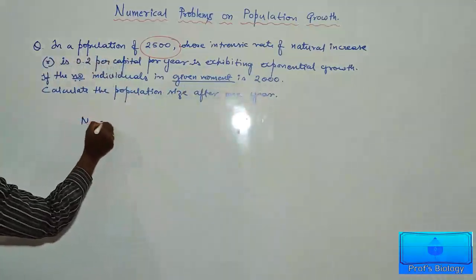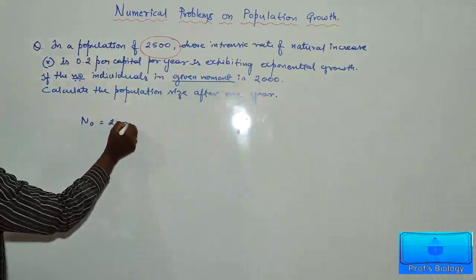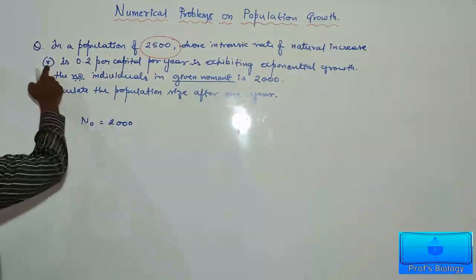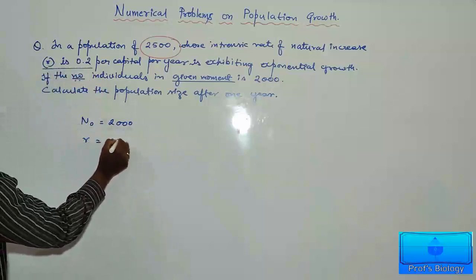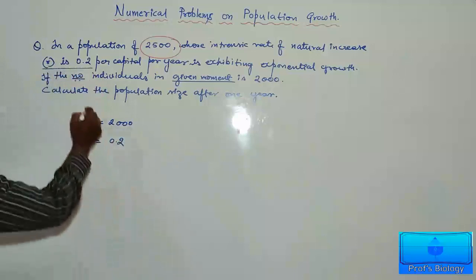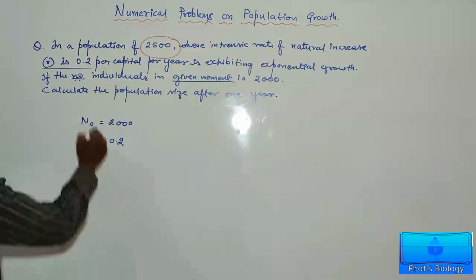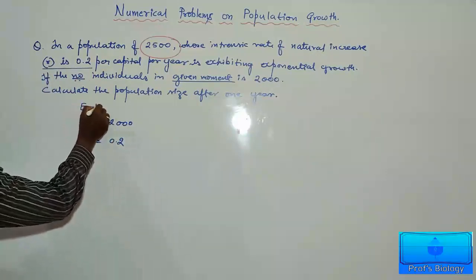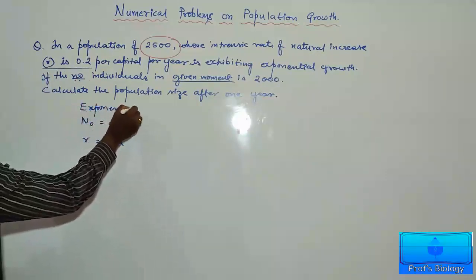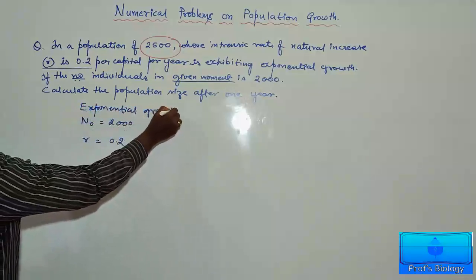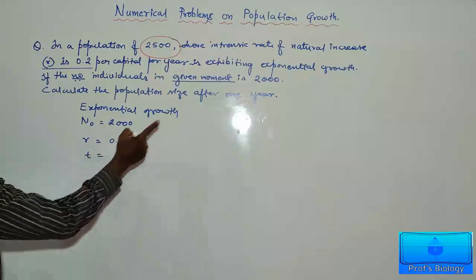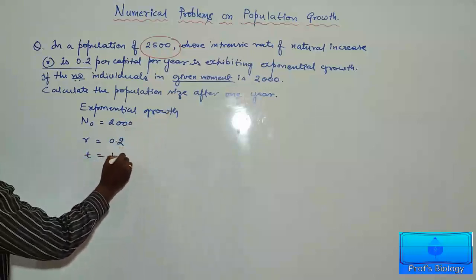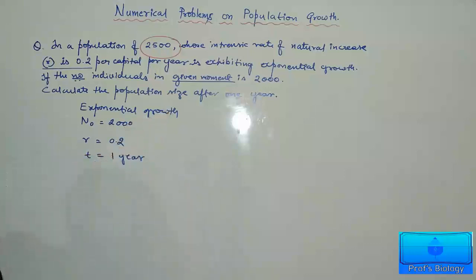So N naught is 2000. Also consider the R value. R is 0.2. And not to forget what type of growth it is showing: exponential growth. So we have to calculate the population size after 1 year, where T is 1. Now these are all the given values.